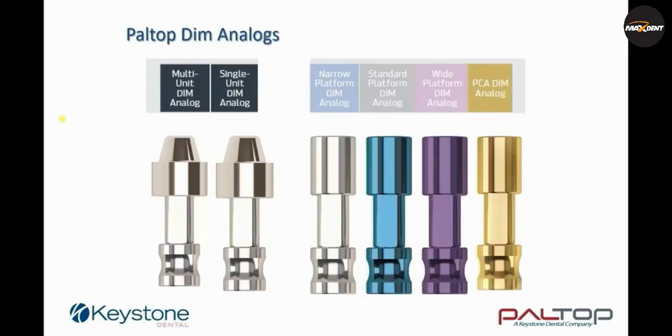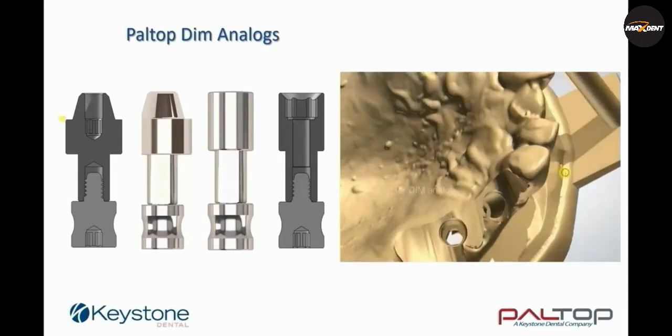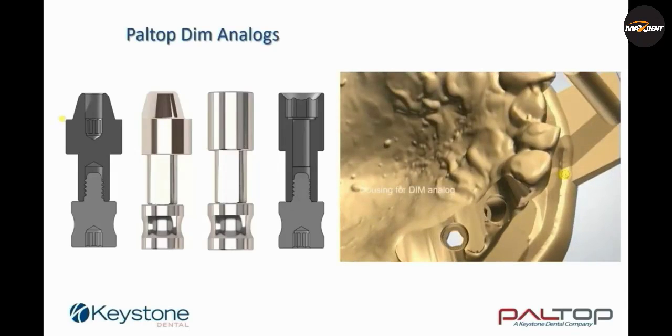The Paltop DIM analogs are also available for the multi-unit, single unit, and for all the implant platforms. The Paltop DIM analogs come in 2 components. The upper section with the platform seats inside the housing for the DIM analog. The lower section, the retaining screw, anchors the DIM analog into the 3D printed model.